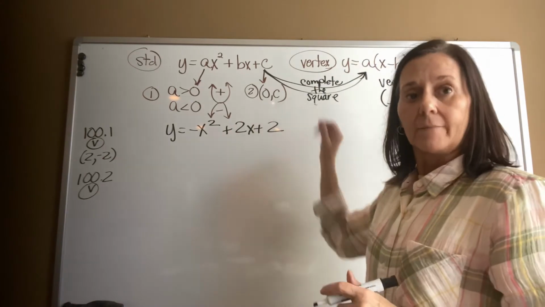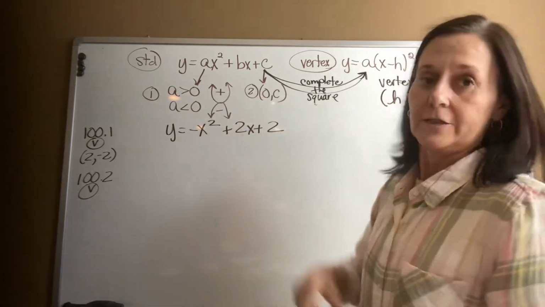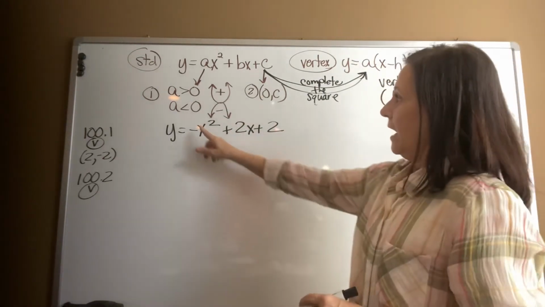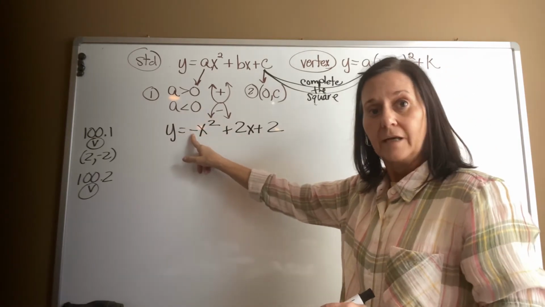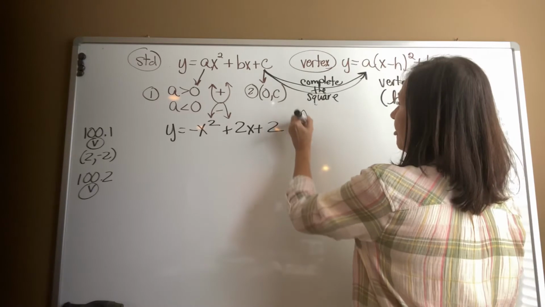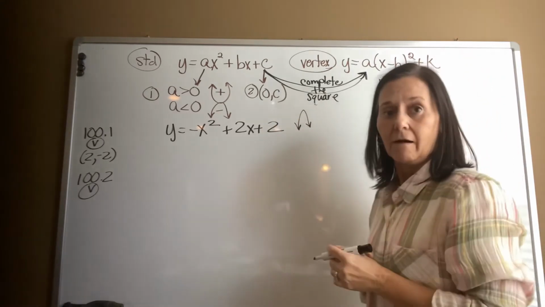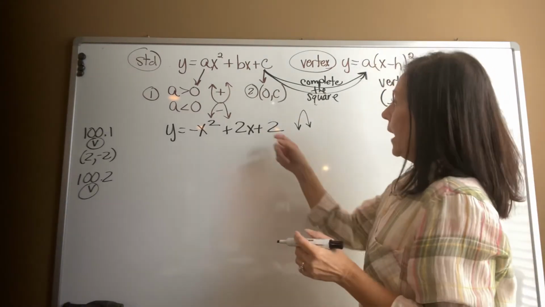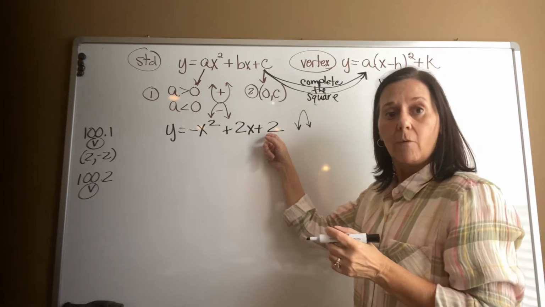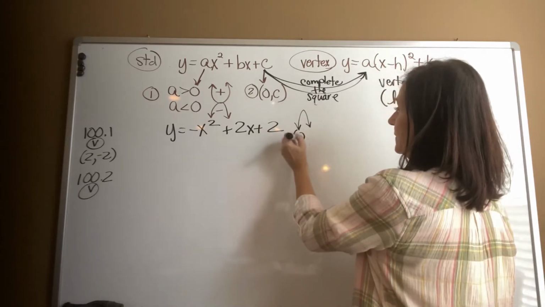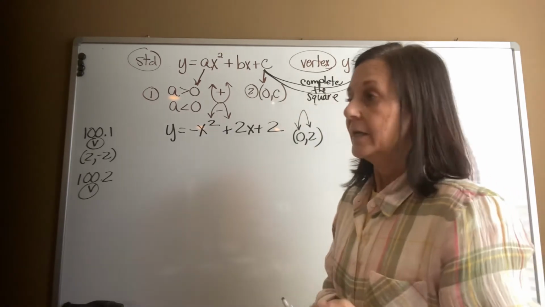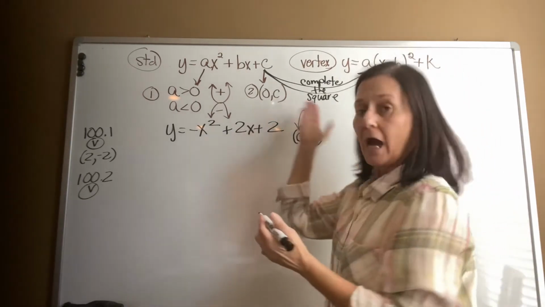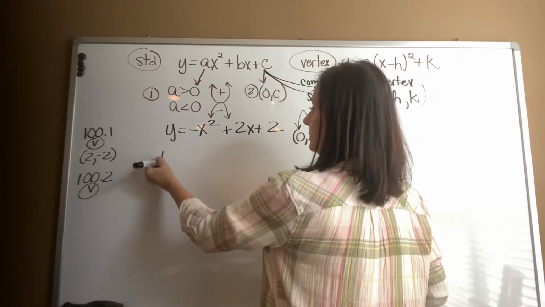First, let's answer these 2 questions. Does it open up or down? Well, there's a negative, so it's going to open down. Where is my y-intercept? It's going to be at 0, 2. So I've answered those first 2 important questions. Now I'm going to isolate the 2.